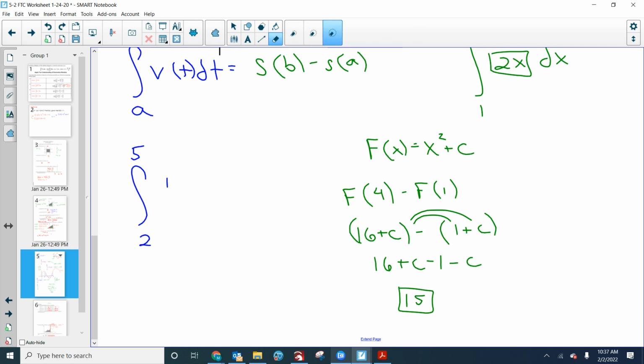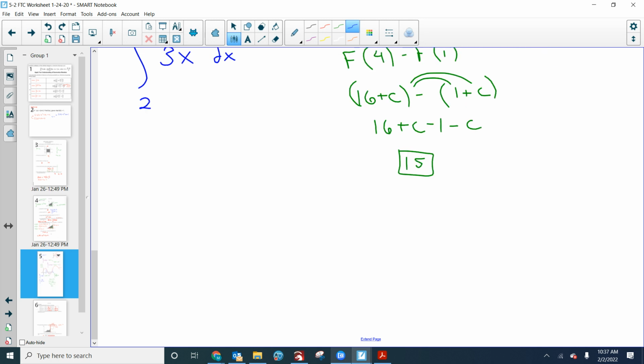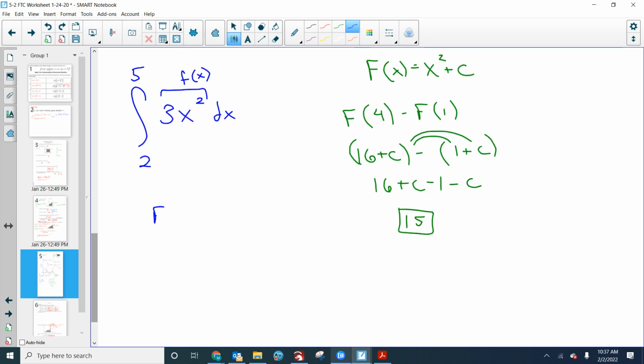Let's go. 3x squared dx. Keeping it easy. Okay. You told me to do what again? Take the... Now I don't know what this is called. I don't know if it's called little f. It doesn't matter. If that's little f, what's capital F? X to the third plus c.